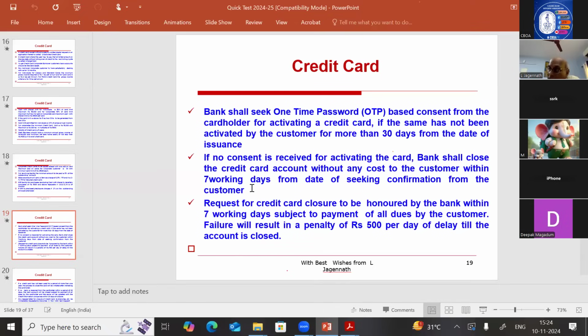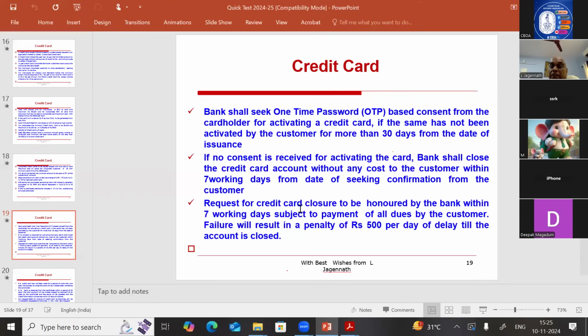So for 30 days, if the card is not activated, then bank will send an OTP to the customer. We have sent you a card, so the card is still not activated. So if there is no consent, if there is no reply received from the customer within 7 working days of seeking the confirmation, bank will take steps to close the credit card.